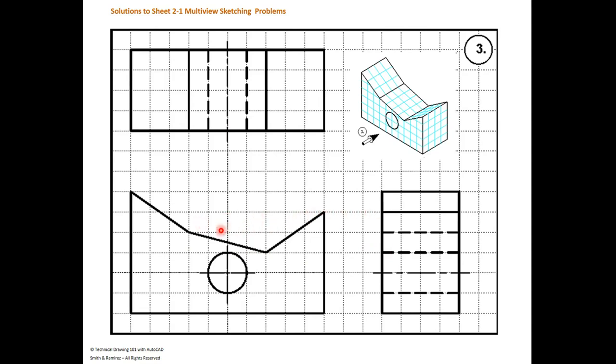This comes over as visible. This one comes over as hidden. And the top is visible. And then on the top view, I feel like the top is the easiest one of all of these views. You can tell this is visible and you can tell that is visible. You could see all of those lines from the top view.